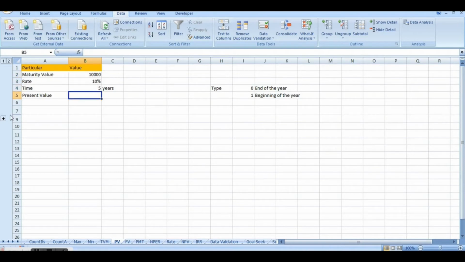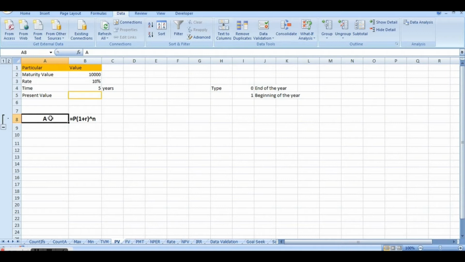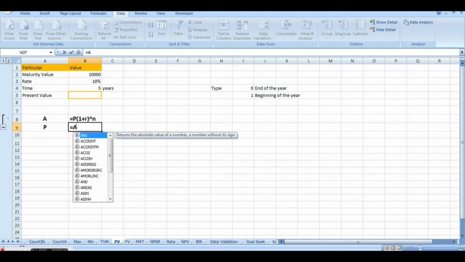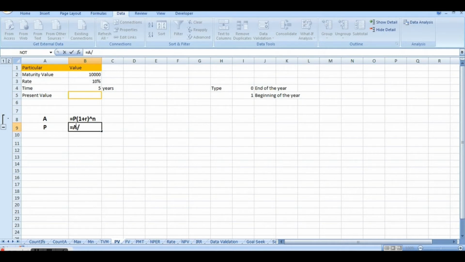we can use this formula of compound interest, but we need to reverse it. Here we want to find out P, so we will just change the sides of the rest of the equation. It will give us A divided by (1 plus R) raised to N.